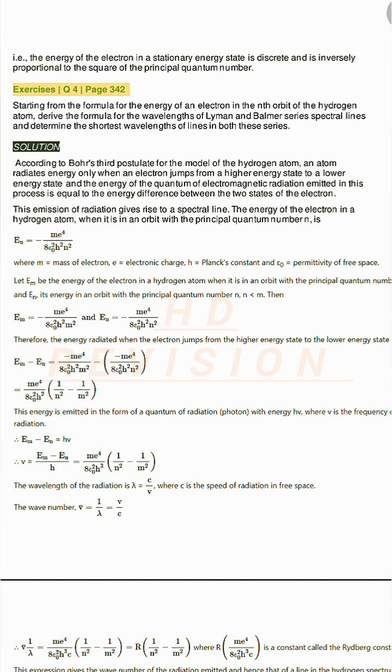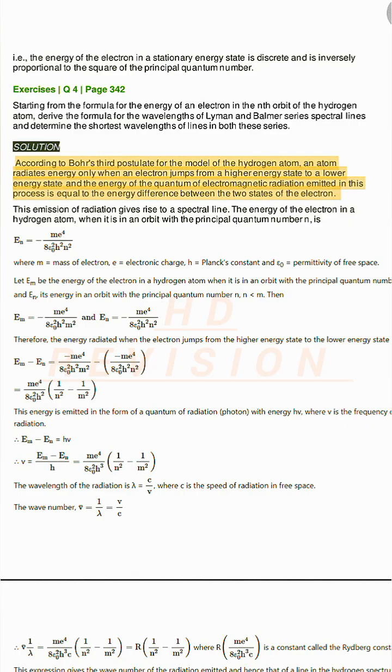Exercises Q4, page 342. Starting from the formula for the energy of an electron in the nth orbit of the hydrogen atom, derive the formula for the wavelengths of Lyman and Balmer series spectral lines and determine the shortest wavelengths of lines in both these series.